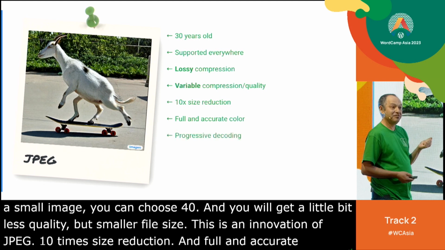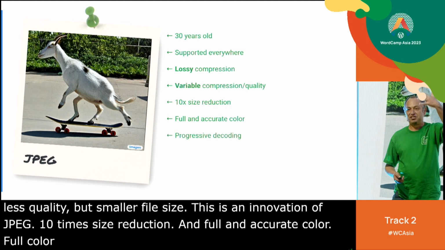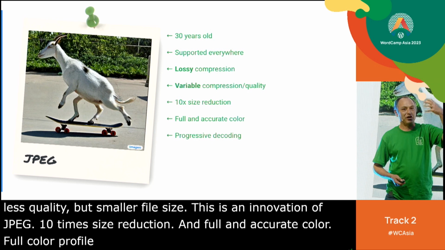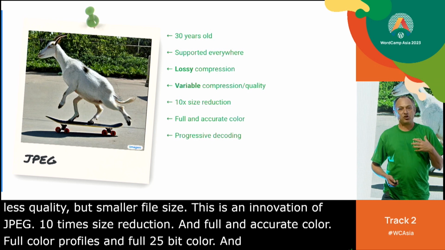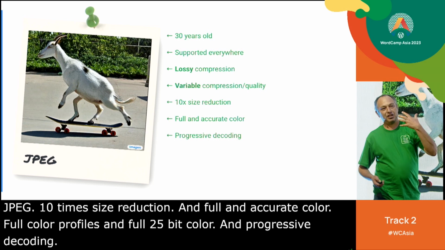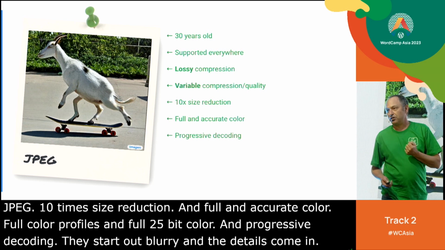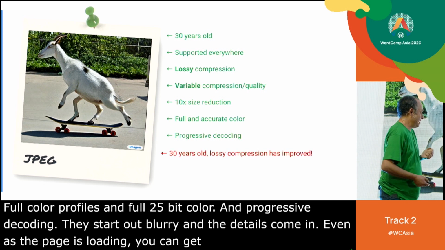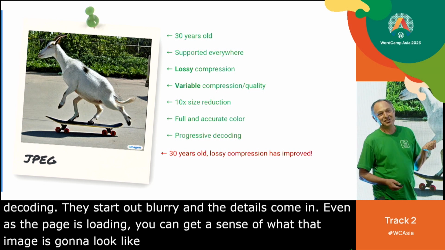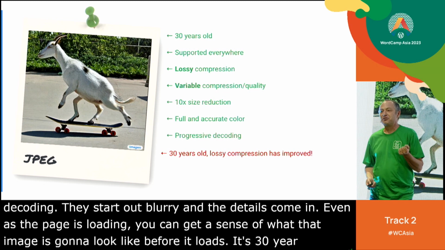It has progressive decoding, which is a really cool thing. You probably have seen where JPEG images kind of start out blurry and then the details come in. So even as the page is loading, you can get a sense of what that image is going to look like before it loads. It's 30 years old. This is a downside. Compression has improved a lot since then.